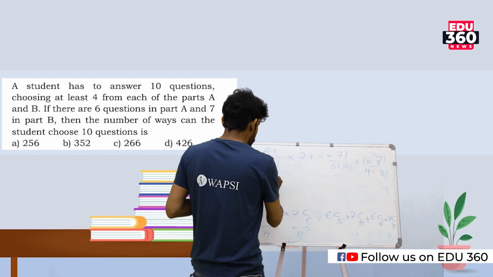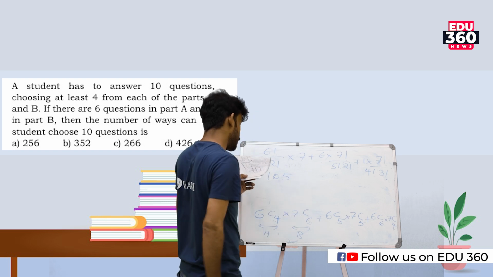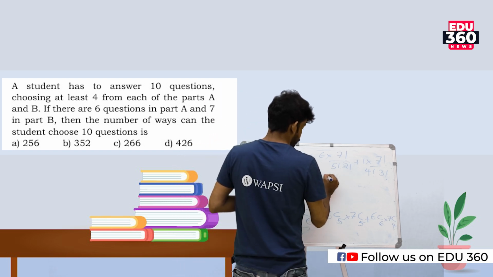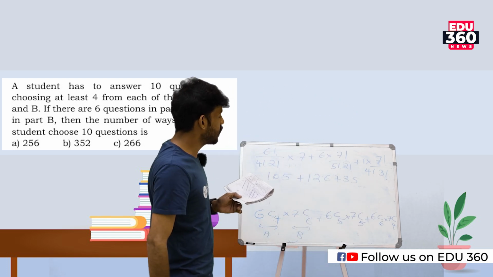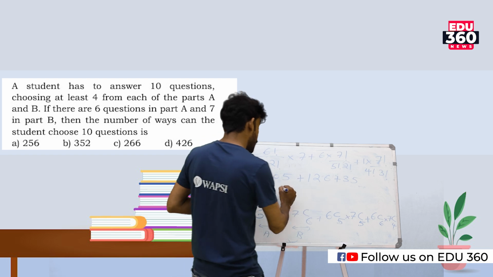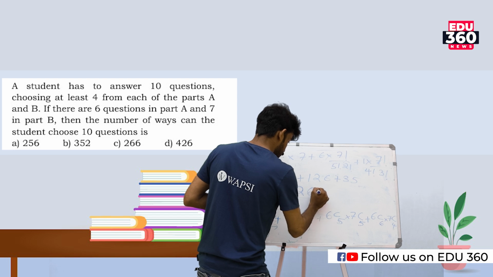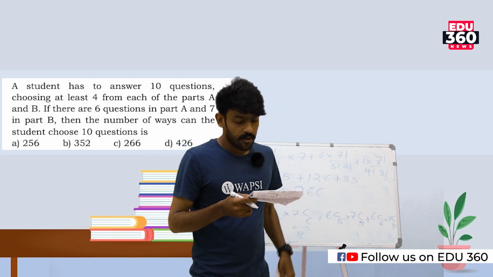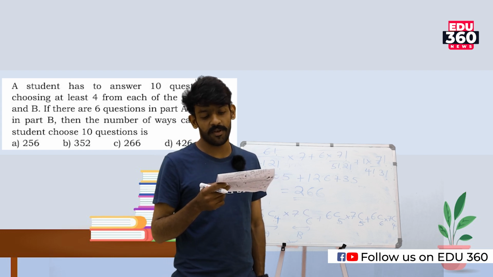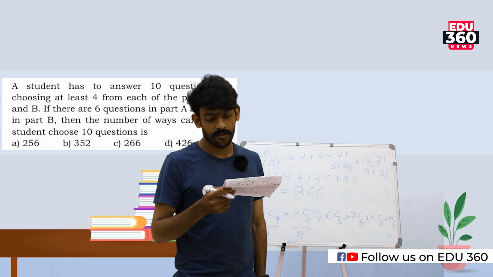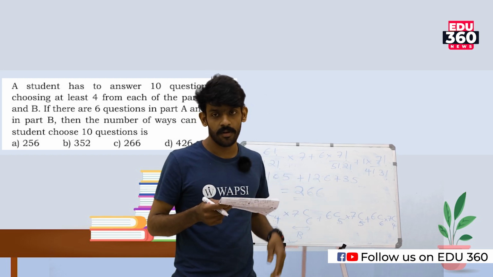So this is equal to 105 plus 126 plus 35. So the answer is 266. For this question, the correct answer is 266. That means option C is the correct answer for this one. So the number of ways the student can choose 10 questions is 266.